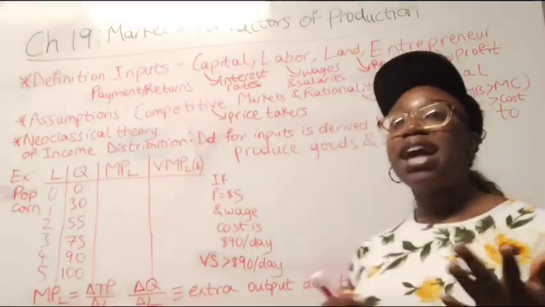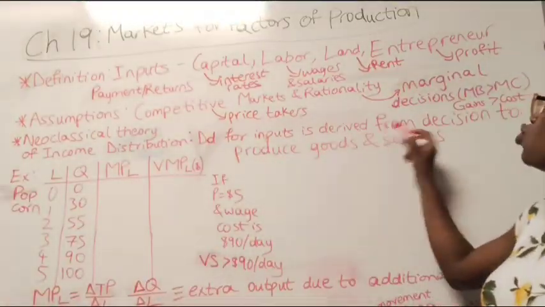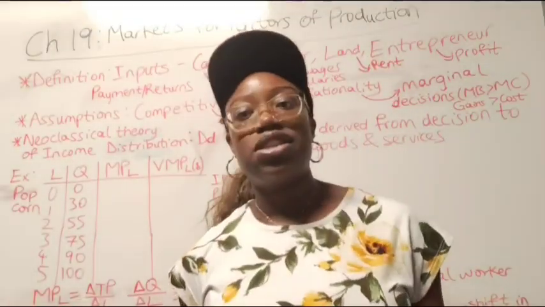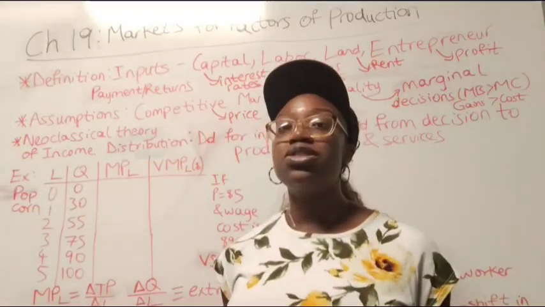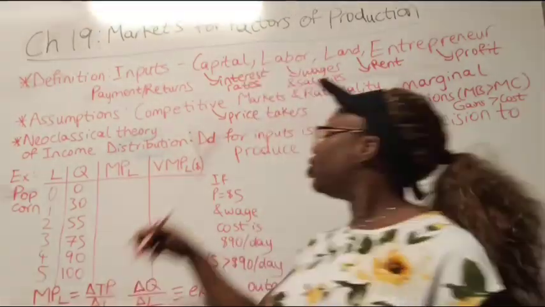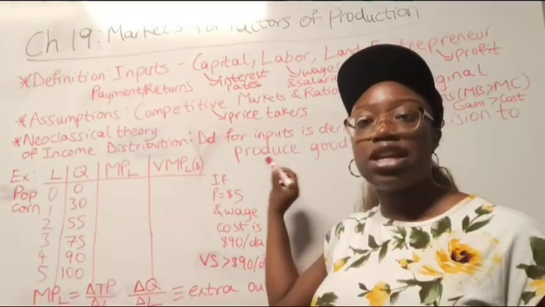the fact that demand for inputs is a result of the decision to produce goods and services, right? Because you have decided to produce and supply goods and services, then you can demand the inputs, the raw materials needed to make that production happen.